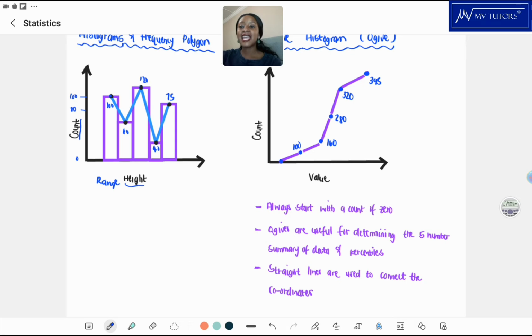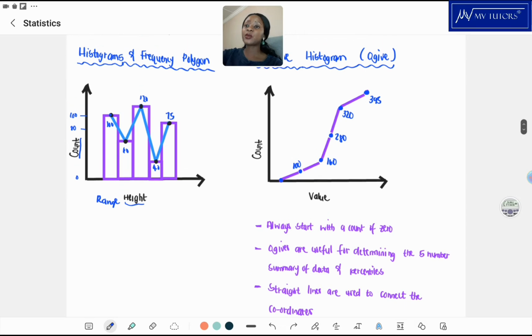Okay, and then another thing, when you're connecting the dots for your ogive, it must be straight lines. It won't be a curve. Okay, so that's how you normally draw it. I have seen, however, ogives where people have tried to make it all curvy. I guess it's okay, but according to textbooks, we must do straight lines in between the points, or to connect the coordinates. So that's basically that with the ogive.